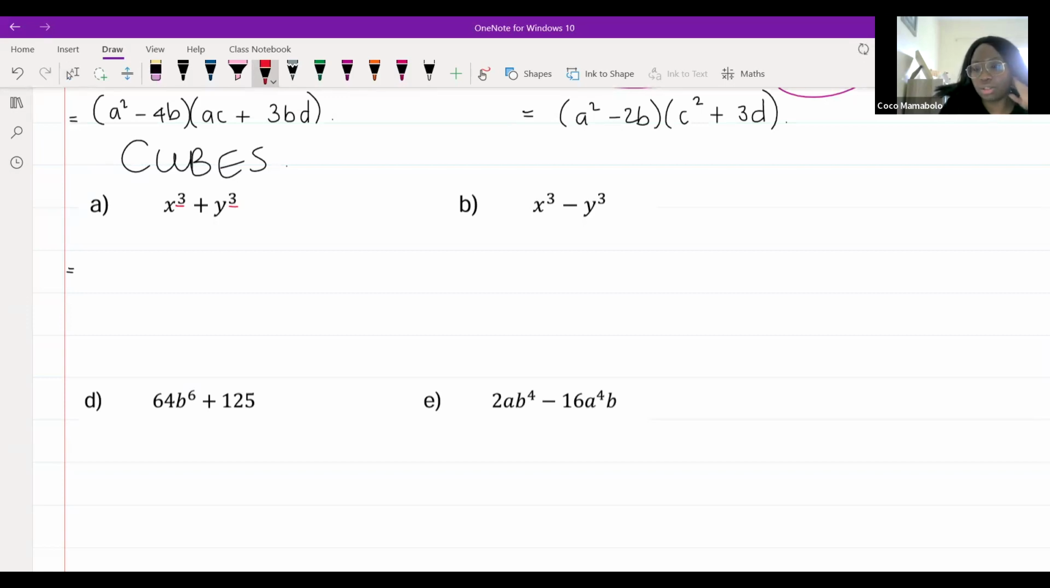Agreed? Yes, ma'am. Good. So first thing I'm going to do is open 2 brackets, one for a binomial and one for a trinomial. Right? And then we're going to take the cube root of this one, and the cube root of that one. So the cube root of x cubed, what will that give me?